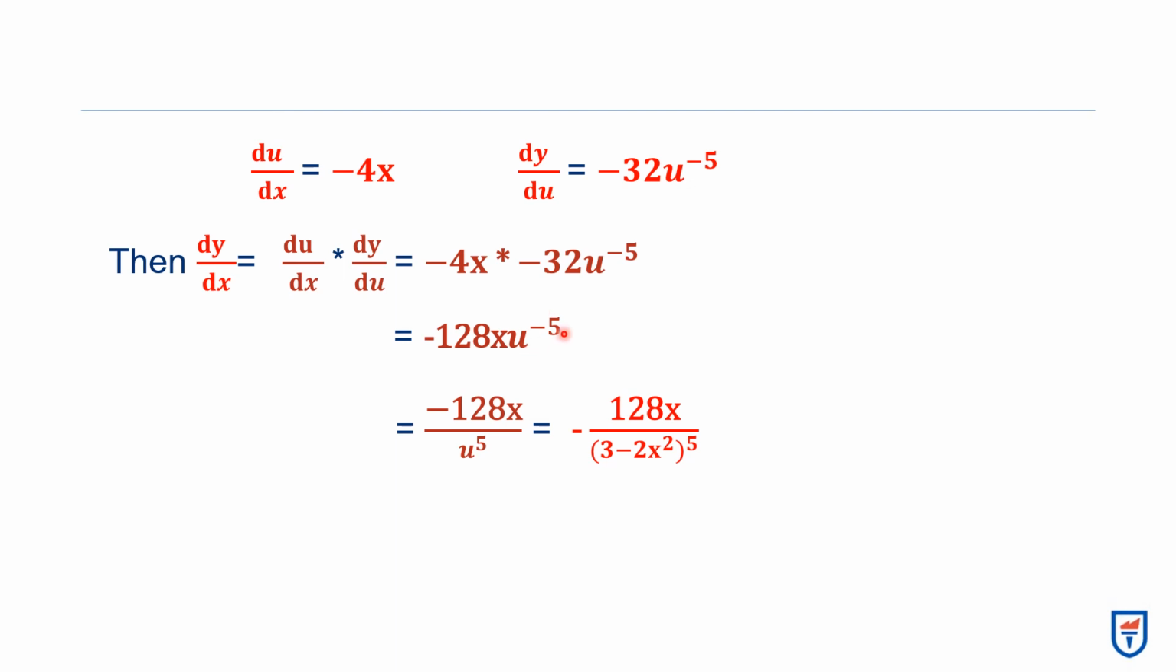So we change this u to the power minus 5, for it to change the power to be positive. We need to take u down to be a denominator. So we end up having 128x divided by u to the power 5. So the power 5 changes status from negative to positive. And now we retain the actual value of u, which is 3 minus 2x squared. In place of u, we put it back: 3 minus 2x squared to the power 5. And this becomes our final result of the derivative of our function.